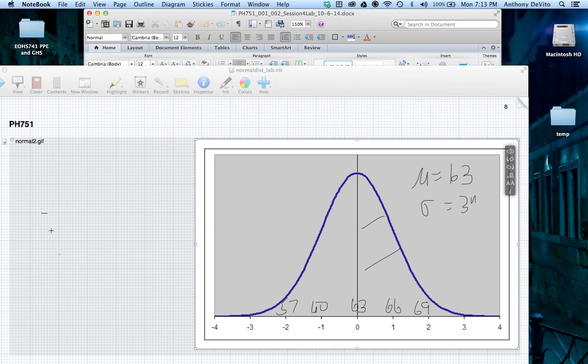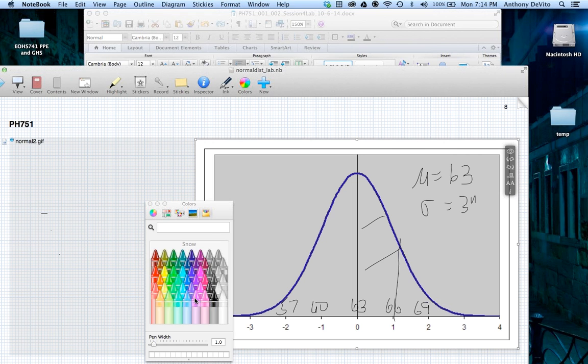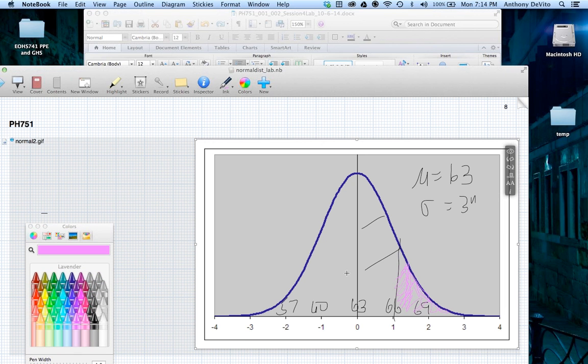Greater than 66 inches. Well, it's a little bit of a curve there, right? What's the probability of having a height greater than 66 inches? In other words, this area here, greater than 66. How are we going to determine what that is?